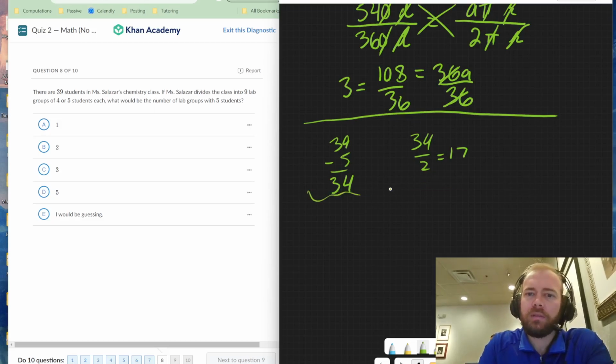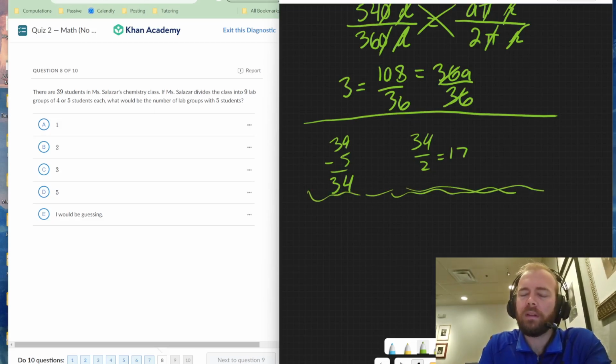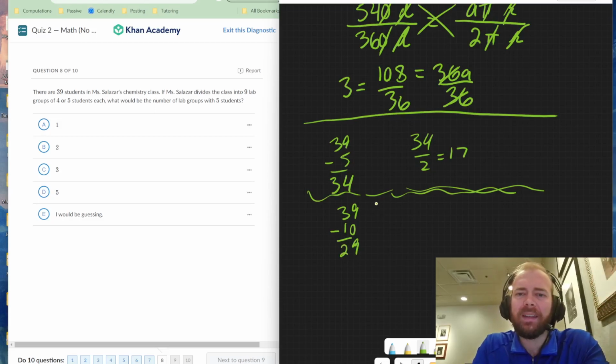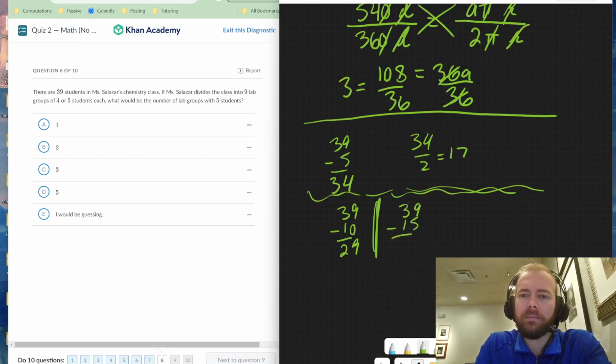Let's say 2 groups. Okay, so 2 groups, 39. 2 groups of 5 would be 10. So that's 29. 29 is not even, so that's definitely not going to go in. So we don't even need to check that one. What about 3 groups? 39 minus 15. How much would that be? 9 minus 5 is 4. 3 minus 1 is 2. Ah, that does divide by 4. So if that divides by 4 evenly, get 6, then that should be the answer.